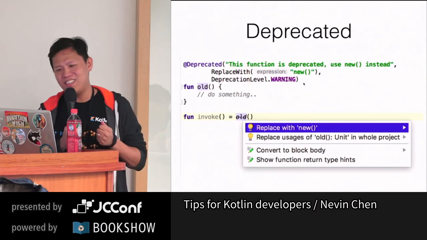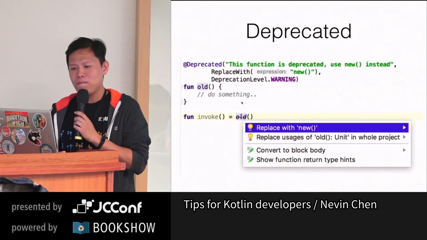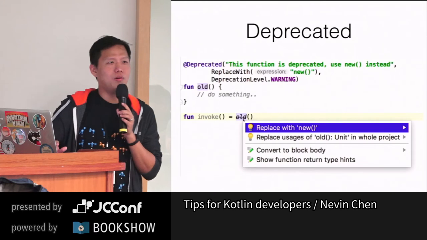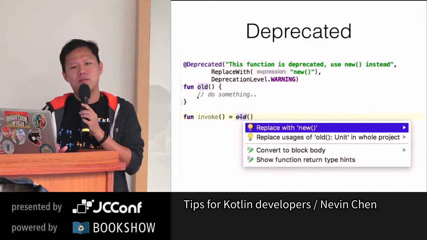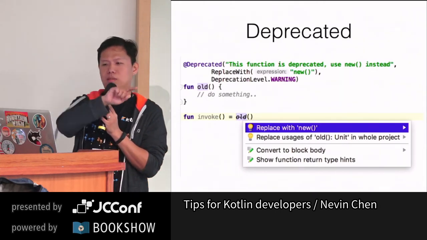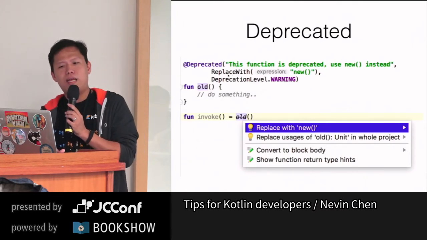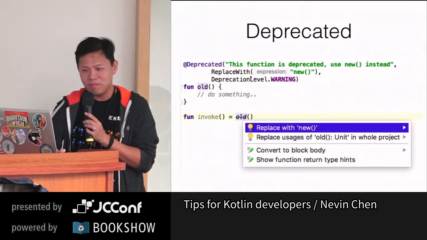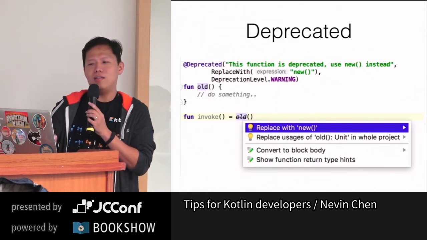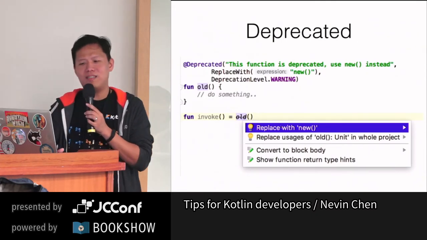If you are an SDK developer, this one you definitely need to look at. It's the Deprecated annotation. For instance, we have a function called invoke. This invoke function is actually calling old. If we want to make this old function deprecated, we have to explicitly give it a reason why it's deprecated, not just strike it through, and we can add an extra ReplaceWith. This lets the user know what to replace it with, so if you hit command and enter, it will replace the code for you.